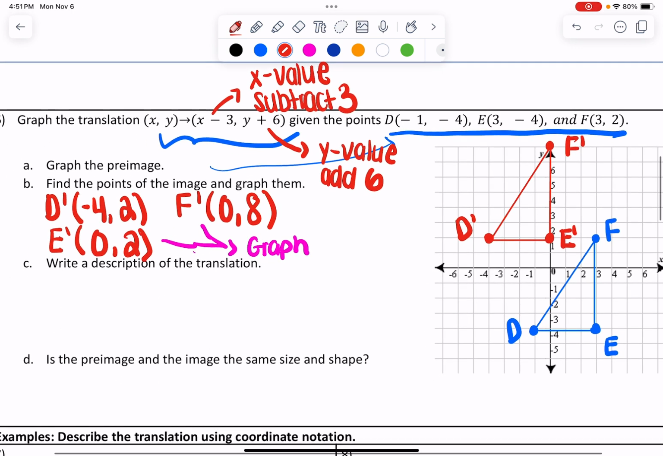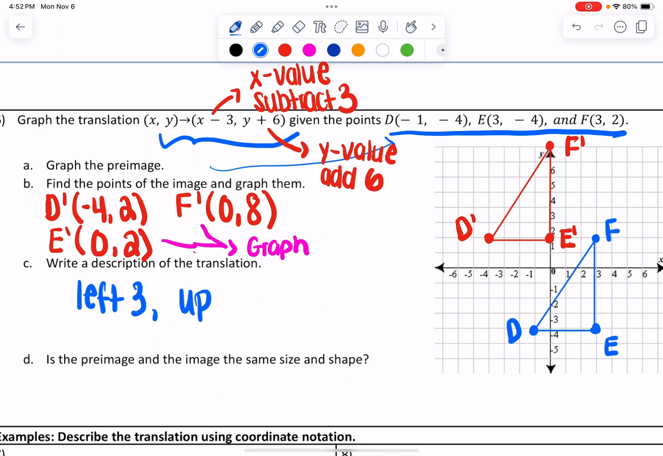So then part C, it's going backwards. It's asking, write a description of the translation. I'm just asking how much are you going left, right, up, down. So the x minus 3 at the top tells me I'm going to go left 3. So you're just writing in words. And then y plus 6 tells me I'm going to go up 6. So that's just writing the description.